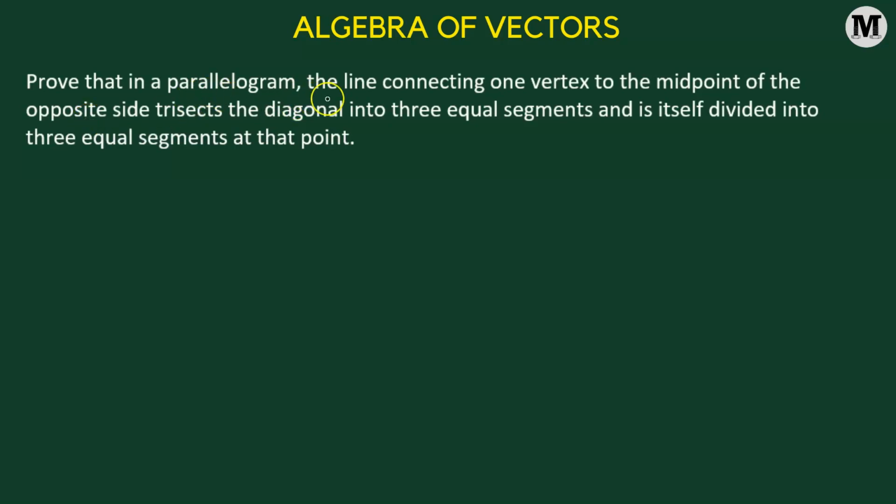Prove that in a parallelogram, the line connecting one vertex to the midpoint of the opposite side trisects the diagonal into 3 equal segments and is itself divided into 3 equal segments at that point. Okay, let us begin. First, let's try to understand the problem graphically.